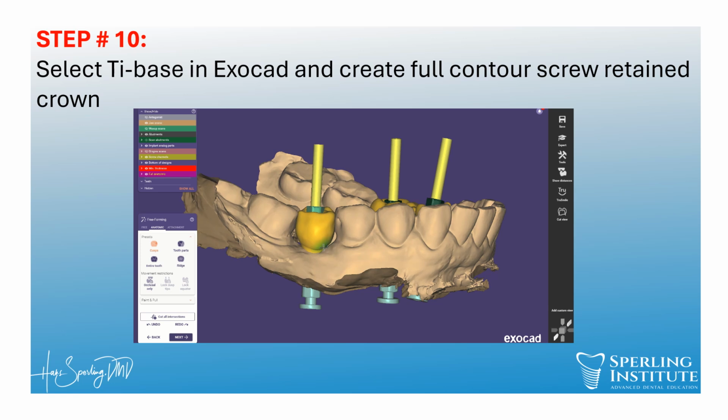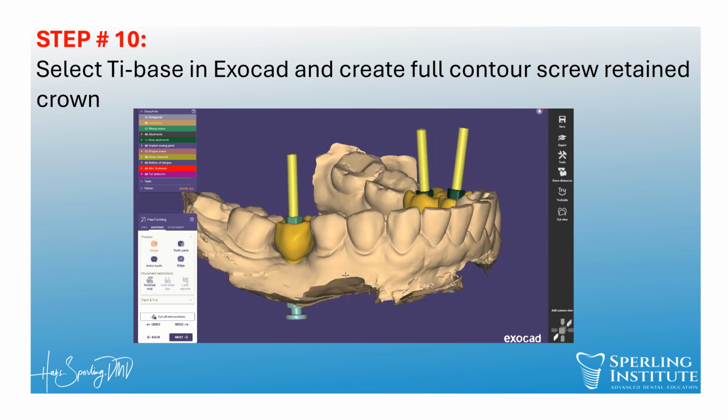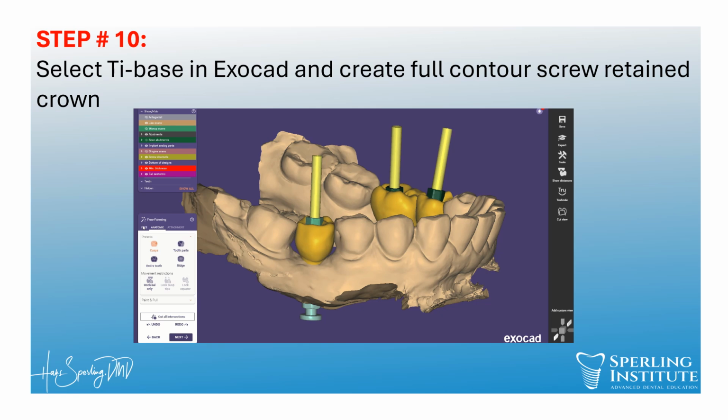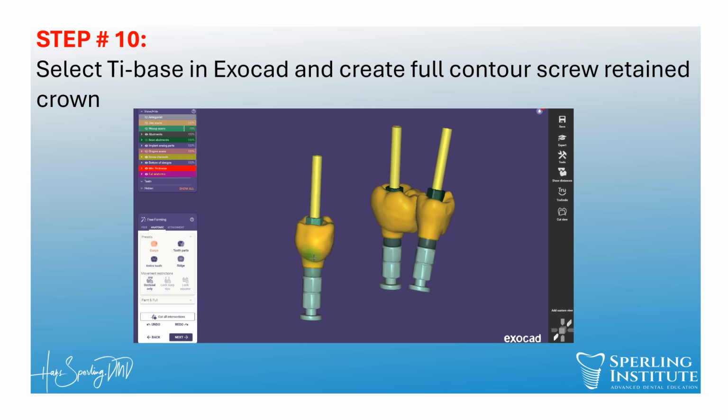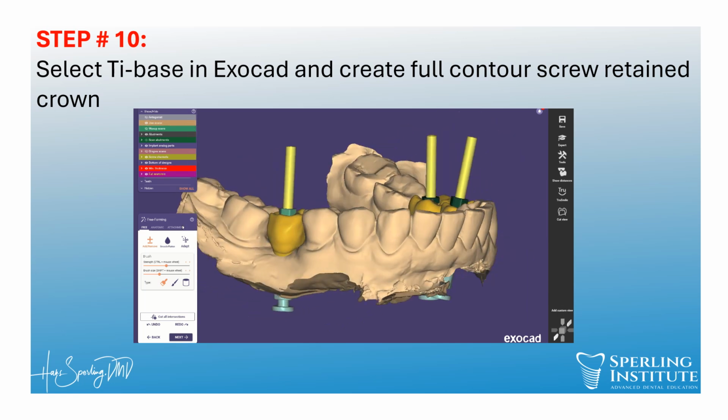Now we see here that there's a little bit of spacing. I don't know if that's the way that we want our emergence profile. If we want to change that, we can start modifying that in our preforming. We can add a little bit of material. Let's say we wanted our crown to come in without that concavity, and then we can smooth it out.